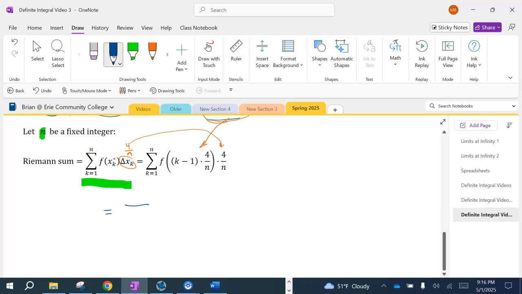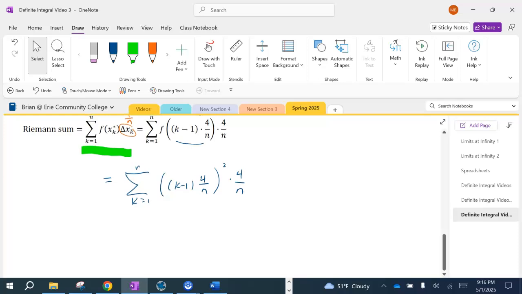Let's just write it out and then we'll pull that factor out after. Okay, so we're going to get the sum from k equals 1 to n. We're going to square this quantity here. So k minus 1 times 4 over n, squared, times 4 over n. All right, we'll get to the squaring next. So we're just going to square factor by factor.